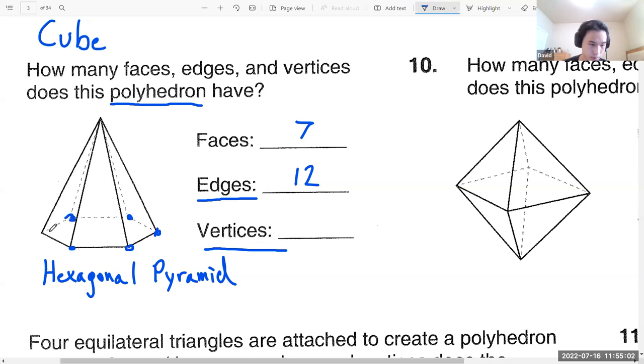So we start counting them up. Six on our base. And of course, we do not want to forget the apex. So, correct, yes. We do have seven vertices. And so we're looking at our number of faces and our number of vertices, and we're like, okay, cool. Is there another relationship that we can recognize here?